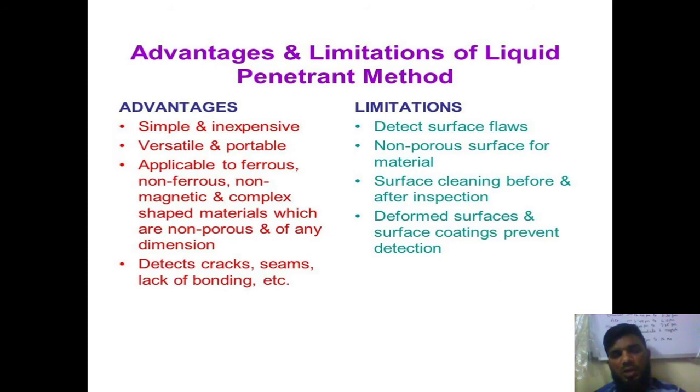If there is a small joining, for example during welding, you might have observed that even though the material seems to be joined, if you break the welding, you can see that there is no proper joining, as there is a formation of some air gap or air bubble. Okay. So next, deformed surfaces or surface coatings prevent the detection. If there are any deformed surfaces, or some surface coatings, that will not allow your penetrant to go deep into the surface.